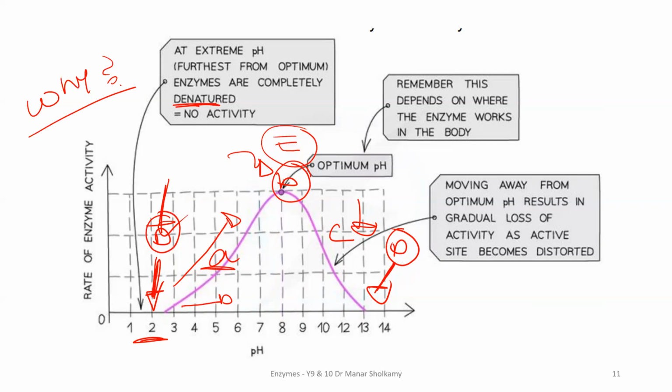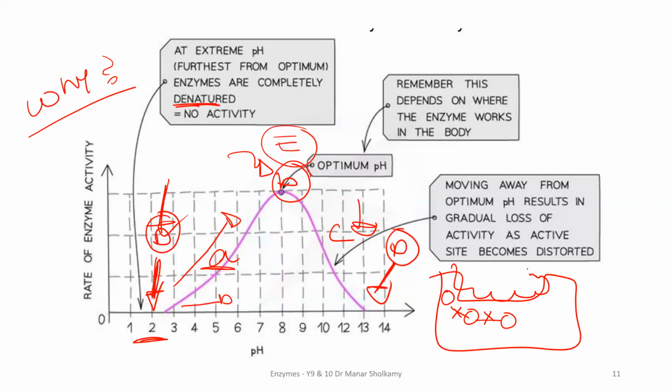For one reason, because the bonds break. The extreme pH changes break the bonds. When the bonds break, what will happen to the shape of the enzyme? It will change. What will happen to the shape of the active site? Change. So it's very easy, even when you come to study.